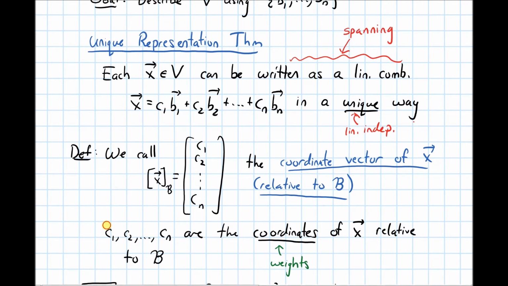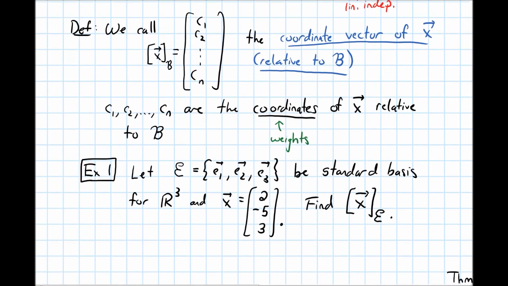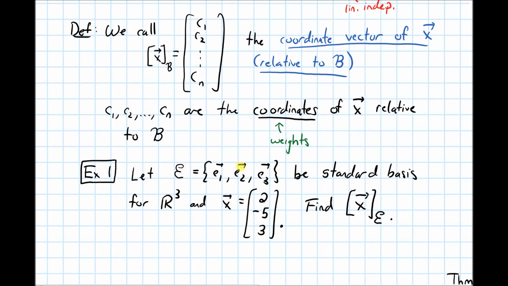Okay, so let's do an example to get more familiar with what this notation is saying. It's really common to denote the standard basis as script E. Script E. So e1, e2, e3, I'm going to let that be the standard basis for R3, and x is the vector 2, -5, 3. I want to find the coordinate vector of x relative to the standard basis.